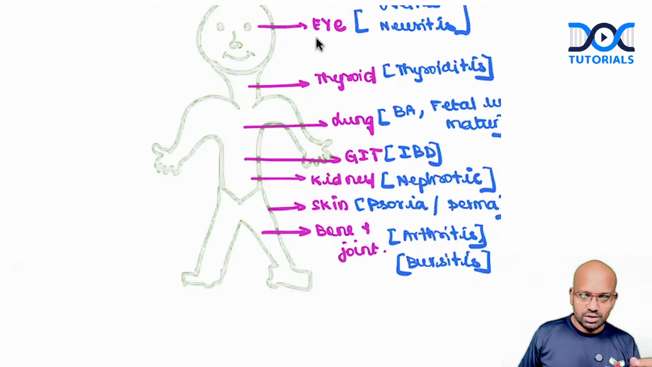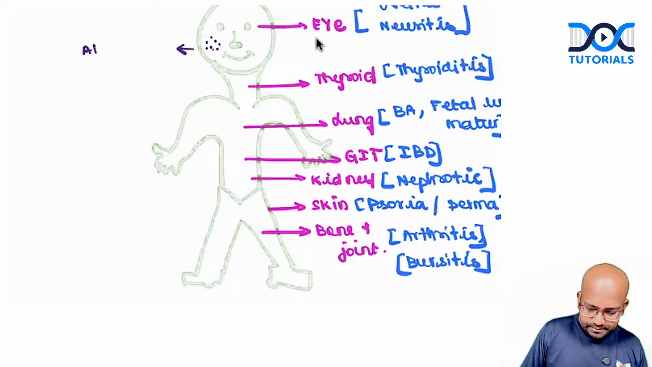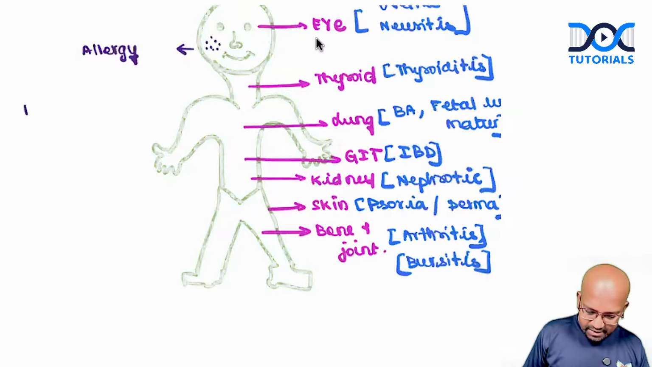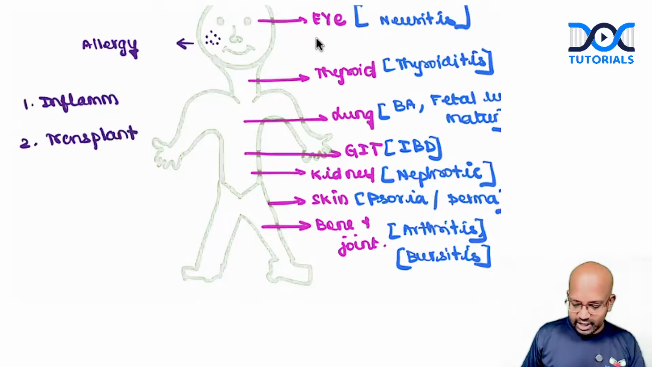Certain other uses are also there. I'll be drawing that on the left hand side of this image. This can also be used for allergy. In terms of any allergic inflammations, to treat the allergic reactions, we can use steroids. Apart from that, we can simply remember it like for any types of inflammation, or in terms of transplant, any organ transplant to suppress the immune system, we can use steroids.